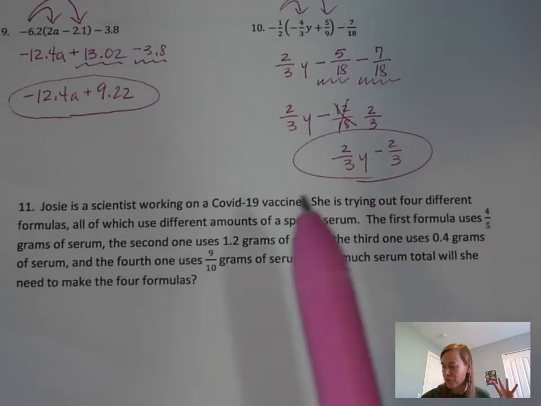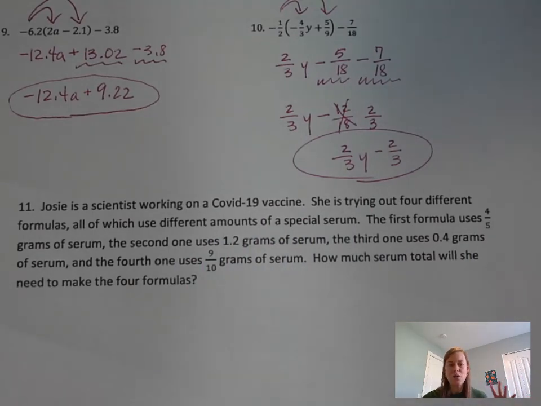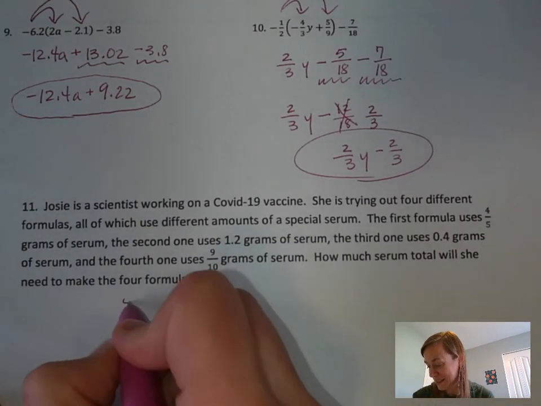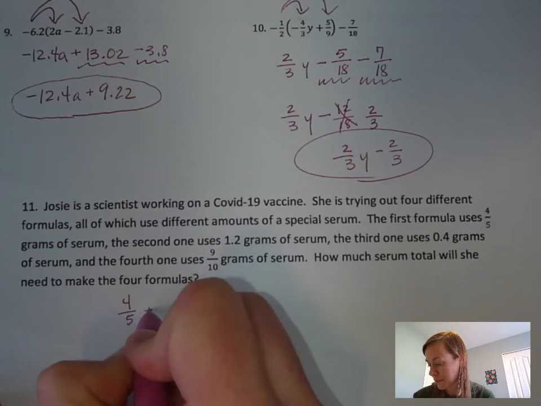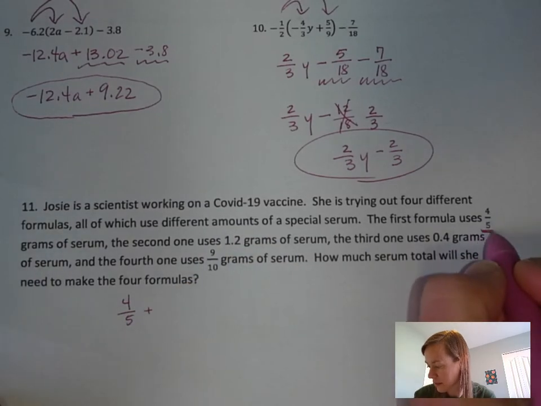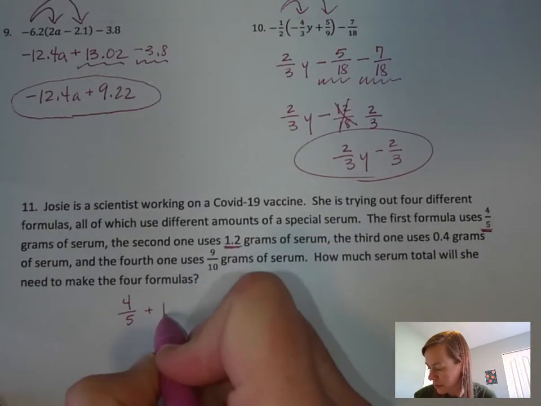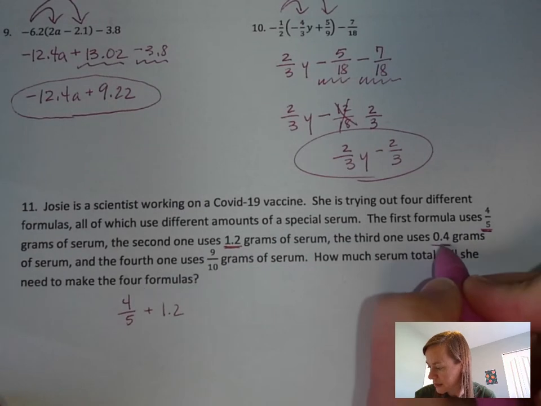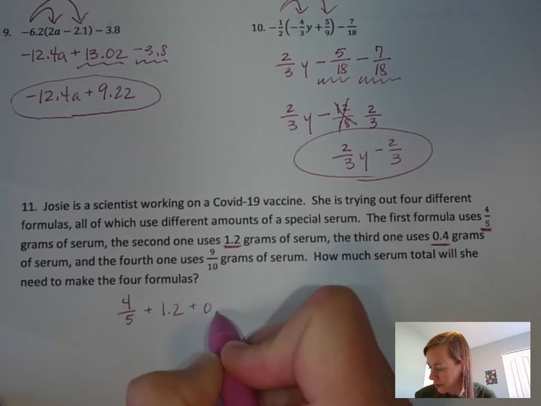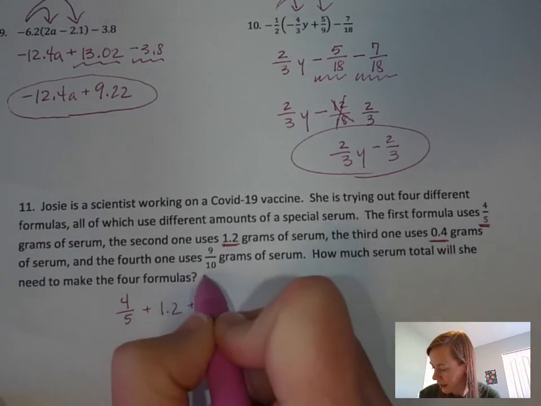So you have these 4 different amounts, and you need to know how much she needs total. So what do you need to do with these 4 different amounts? You need to add them. That's right. So let's do 4/5 plus, so there's that one, and then there's this one, 1.2, plus 0.4 plus 9/10.